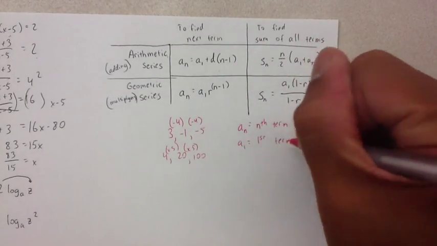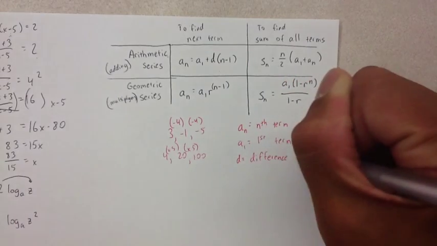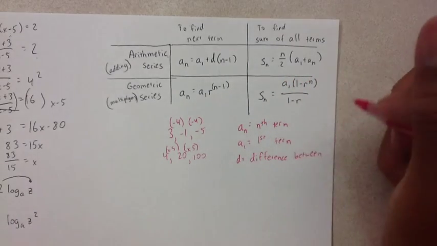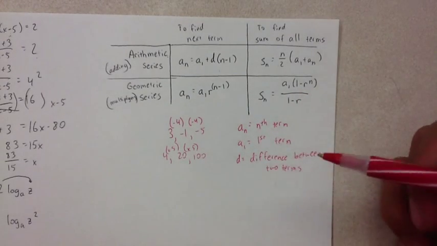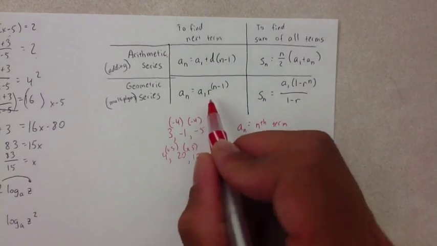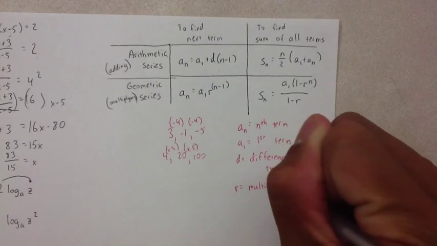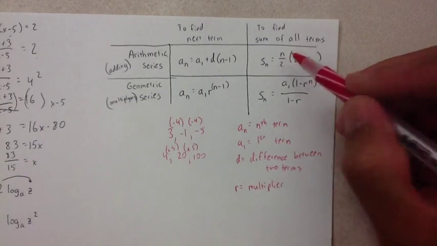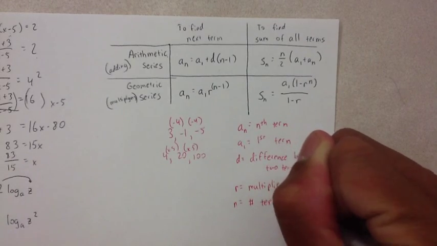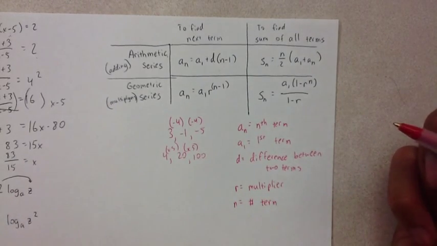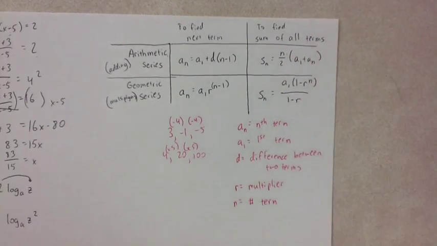Anywhere where you see a d, that is the difference between two terms, and that is only found in the arithmetic series, between one term and the next term, I should say. And then anywhere where you see an r, that is the multiplier to get to the next term. N is going to equal the number term that you're looking for, so like the 50th term or the 16th term. Not what the term is, just what number that is. And you'll see that here, and you'll see that here.